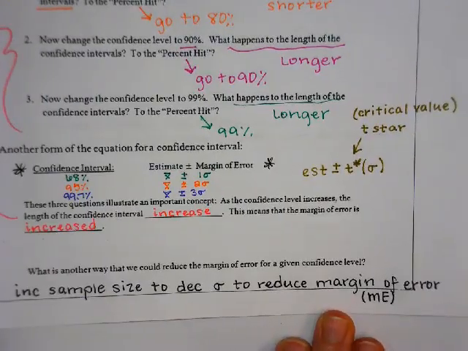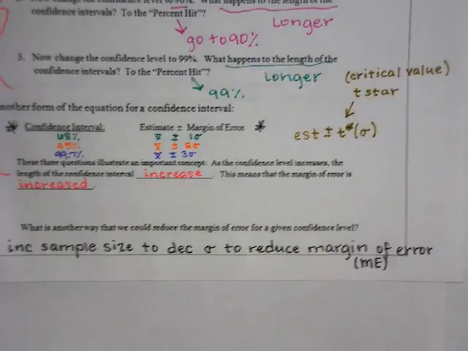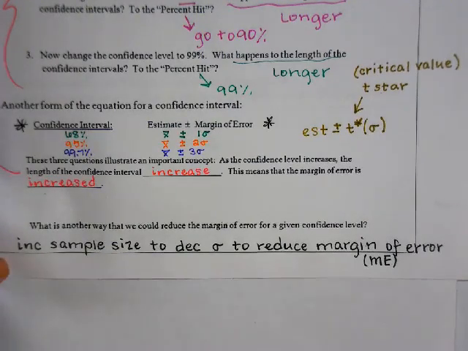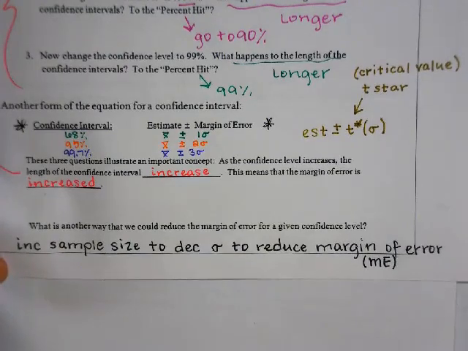And then your exit task is interpreting an interval, interpreting a confidence level, and then a true or false. So you should be able to do all three of them without my help. Just refer to your notes.